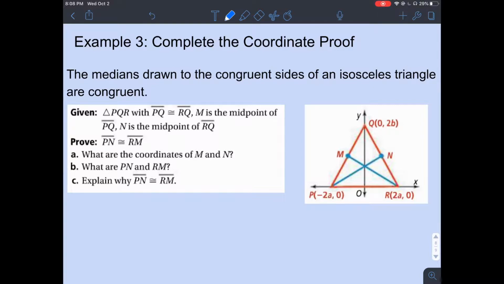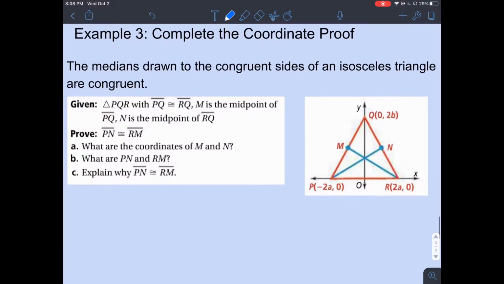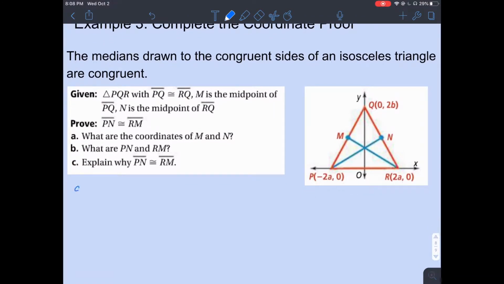So the first part, we're going to have 3 questions they want us to answer. So they're going to give us what they want us to do. The first thing, we're going to do part A. What are the coordinates of M and N? Once again, by the midpoint formula, we're going to find the coordinates of M and N. So let's look for M first.